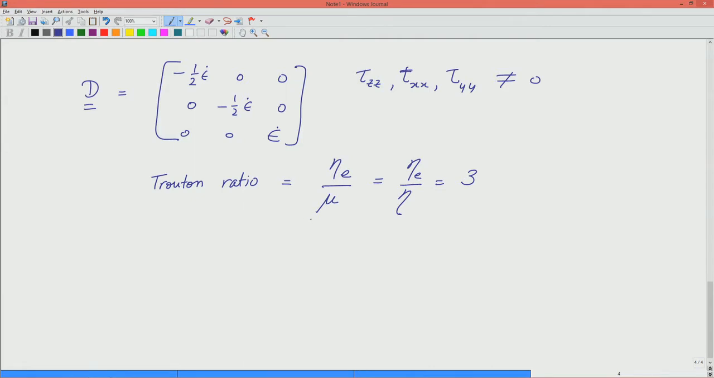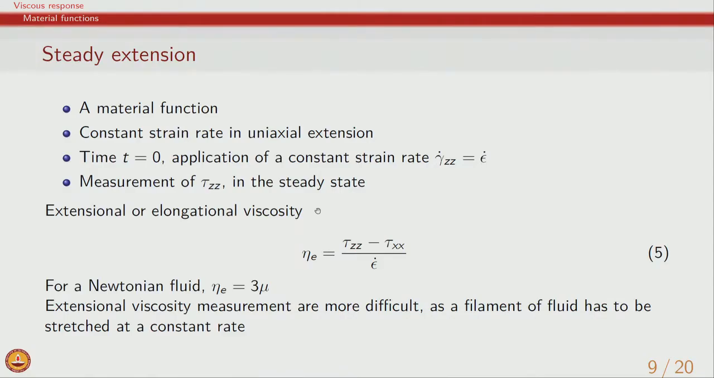We will see that we will be using symbol mu as well as eta. Mu is generally used for Newtonian fluid, and eta we will use for all other viscous response. So, whenever we use mu, we will indicate by it that it is a material constant, and therefore, it is constant and it is only a function of temperature.